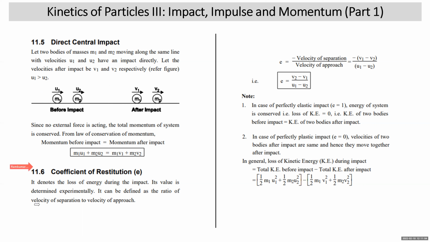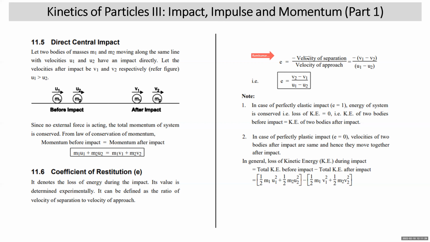Next is coefficient of restitution. Coefficient of restitution is denoted by E. It denotes the loss of energy during impact. Its value is determined experimentally. This will be one of the experiments we will be doing in the mechanics laboratory. It is defined as the ratio of velocity of separation to velocity of approach. Look at the right side. Here E is equal to velocity of separation in the numerator and velocity of approach in the denominator.